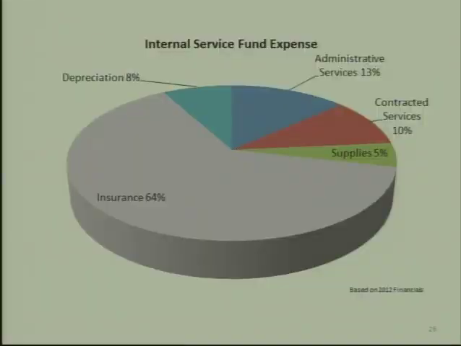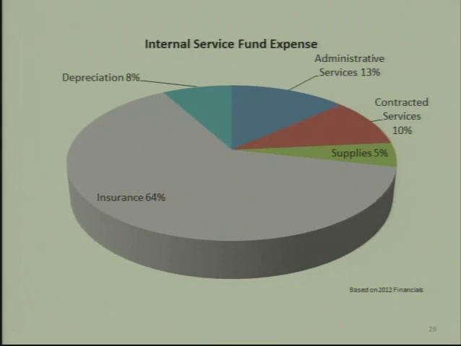If you look at the expenses, you can see insurance payout is basically 64% of that fund. Administrative services are 13, contracted services are 10, then depreciation and supplies. Contracted services and administrative services are fees that we pay to third-party administrators for our claims, whether it be health or for workers' compensation. Insurance, to put a dollar value on it, is about $6.2 million a year. The administrative services are about 1.3, and contracted services are about $1 million. That's the internal service funds.